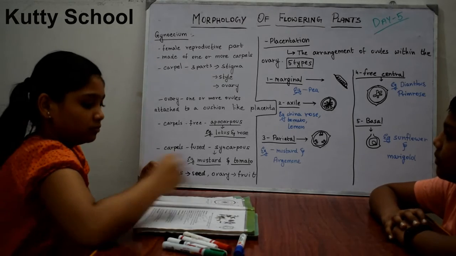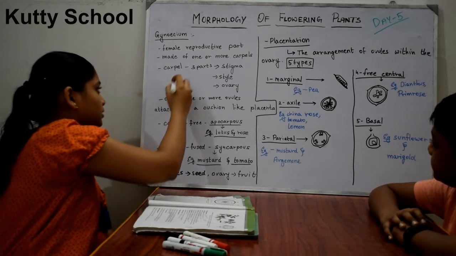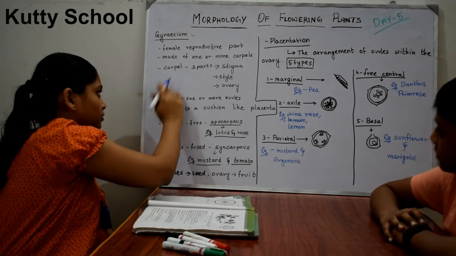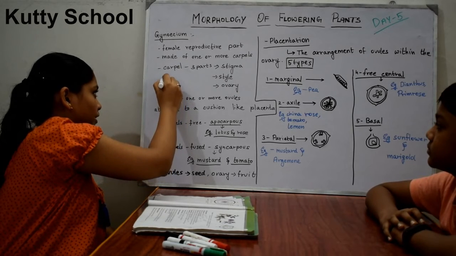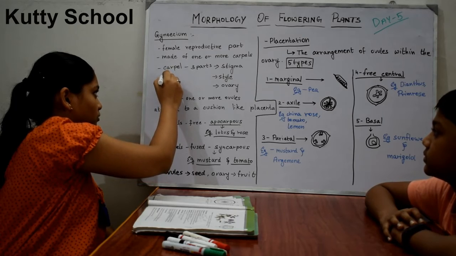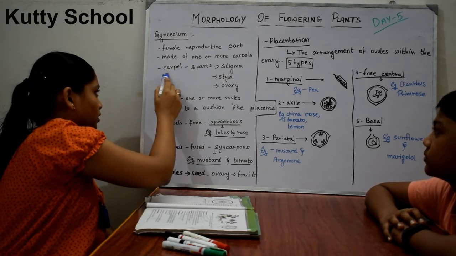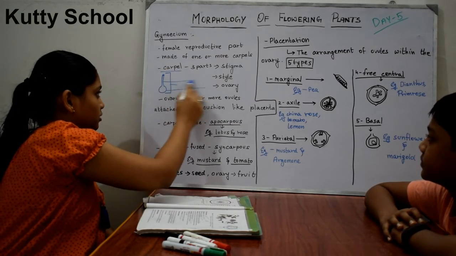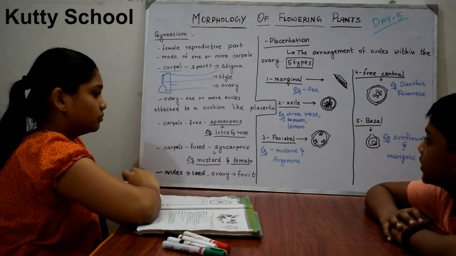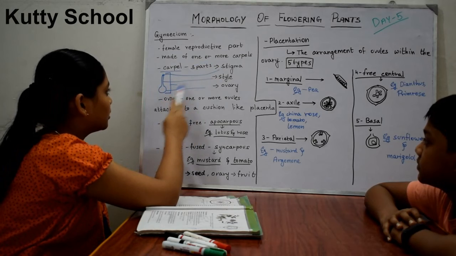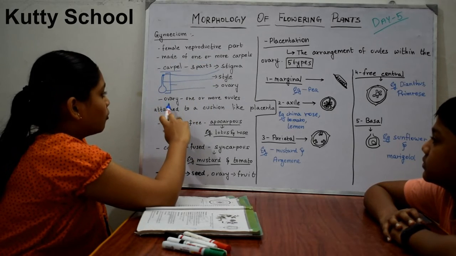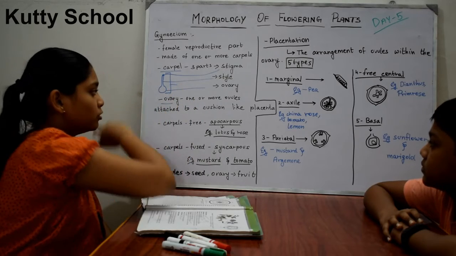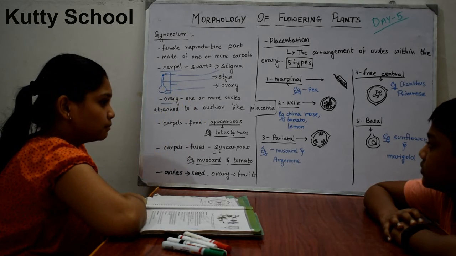What do you mean by carpels? Carpels are nothing but ovary, style, stigma. So all these three parts are known as carpel. Ovary, style, stigma, three parts. And the ovary can have one or more ovules attached to a cushion-like placenta.